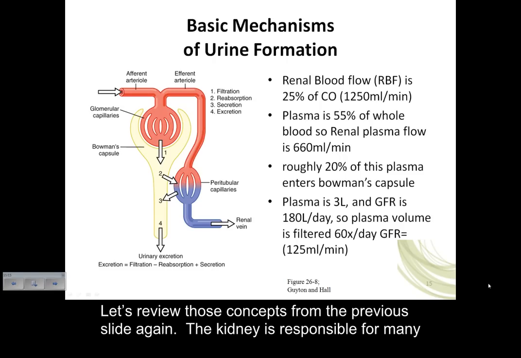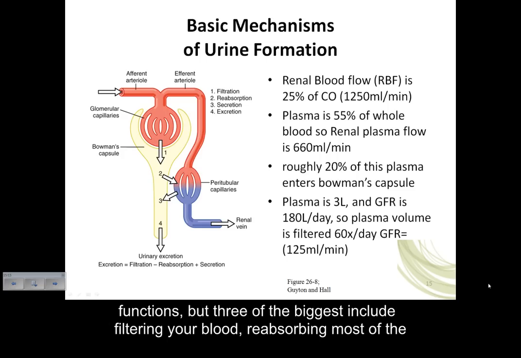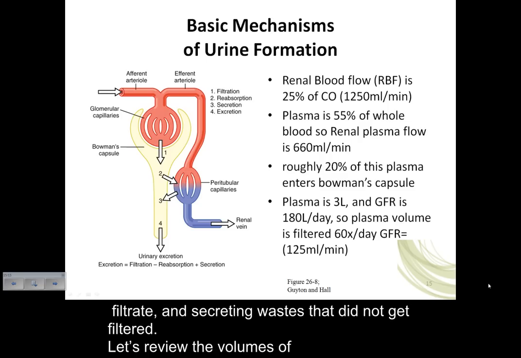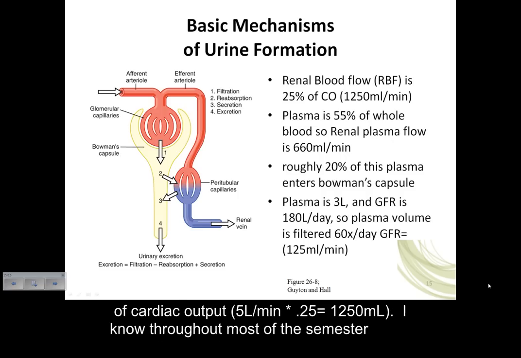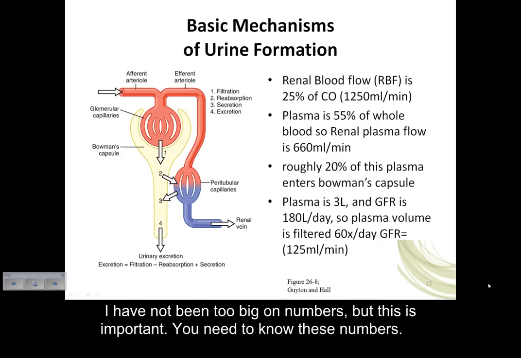Let's review those concepts from the previous slide again. The kidney is responsible for many functions, but 3 of the biggest include filtering your blood, reabsorbing most of the filtrate, and secreting waste that did not get filtered. Let's review the volumes of blood and filtrate that are occurring every minute. First, renal blood flow, or RBF, is 25% of cardiac output. 5 liters per minute times 0.25 equals 1,250 milliliters.